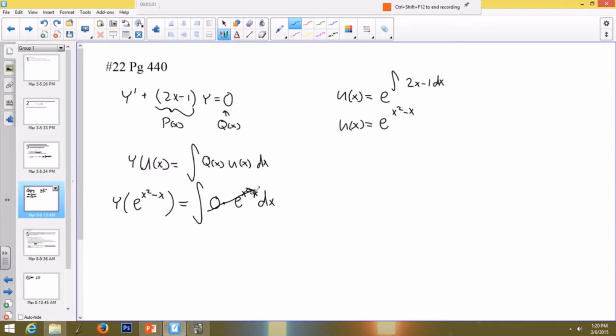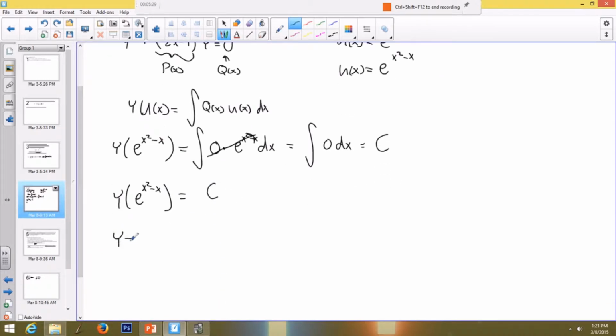And this thing cancels out and just becomes the integral of 0 dx, and the integral of 0 dx is just some constant. So I've got, not y equals yet, I'm skipping a step if I do that. So I've got y times e to the x squared minus x equal to just some constant c. Alright, so solving for y, I divide both sides by this expression here, so y equals c over e to the x squared minus x.